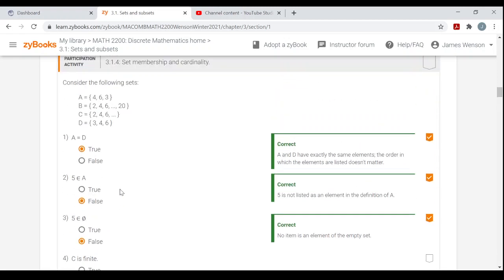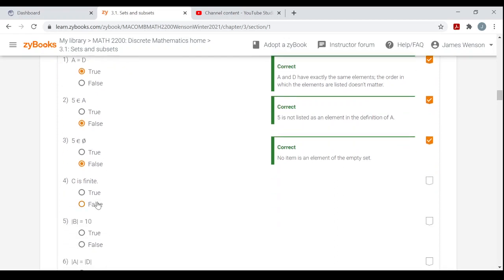Set C is finite. No, it is not. Right? The ellipses are at the end here. That indicates it goes on forever. It is infinite, not finite. This is also false.